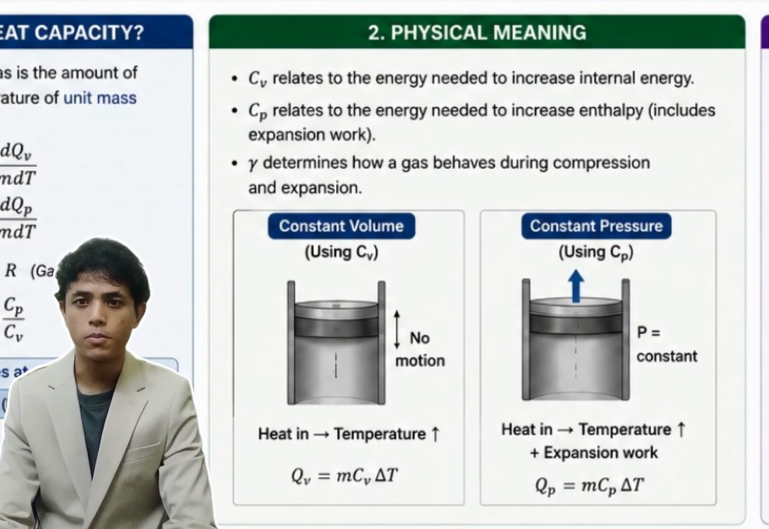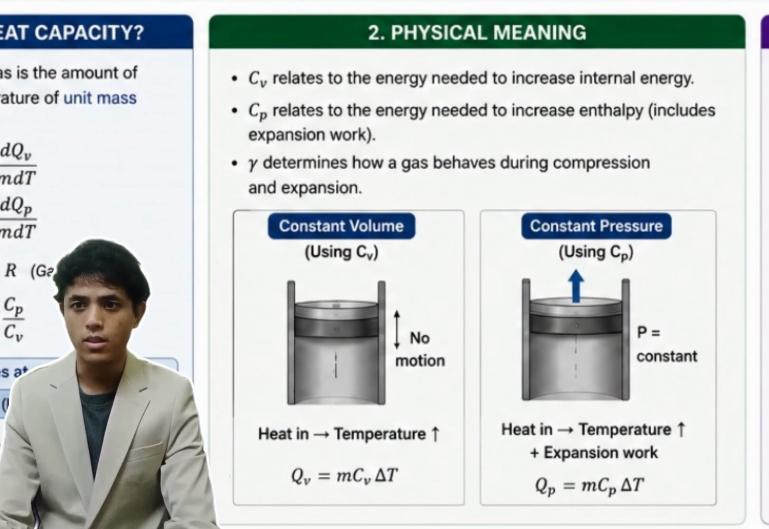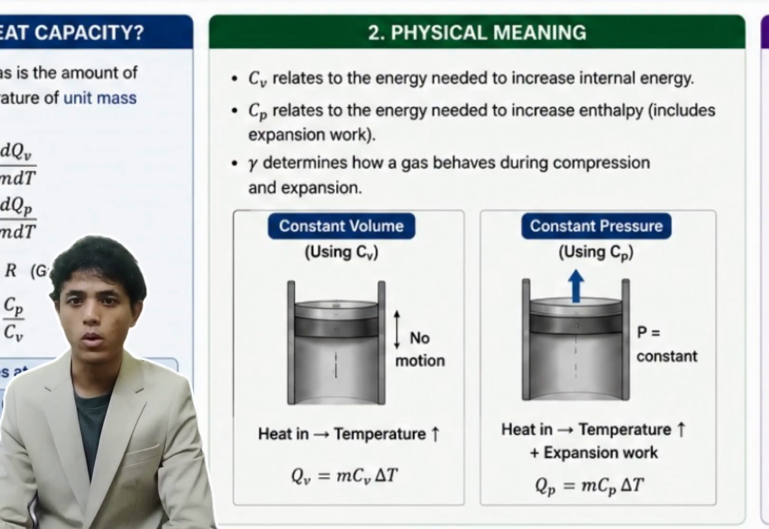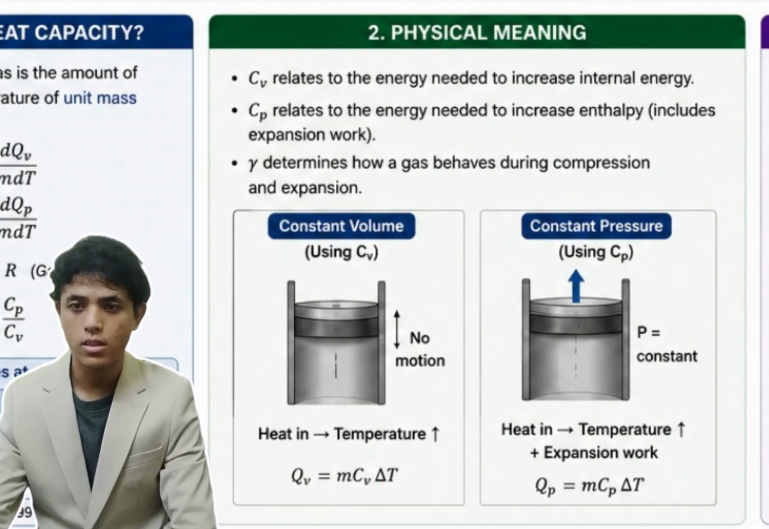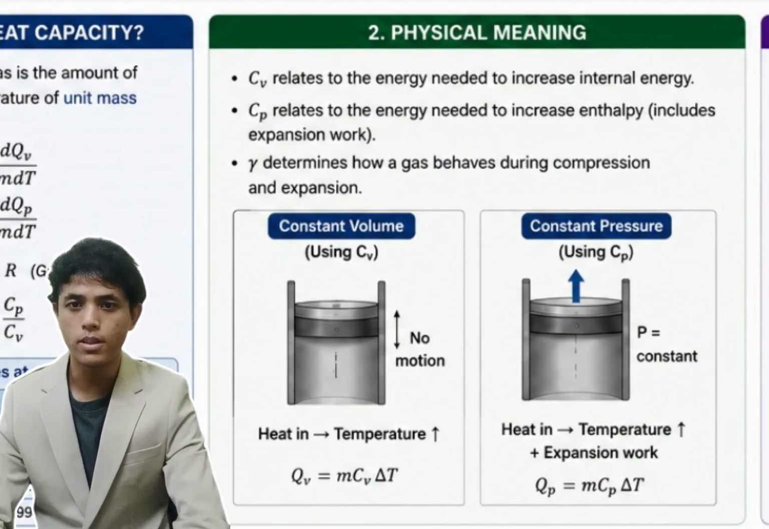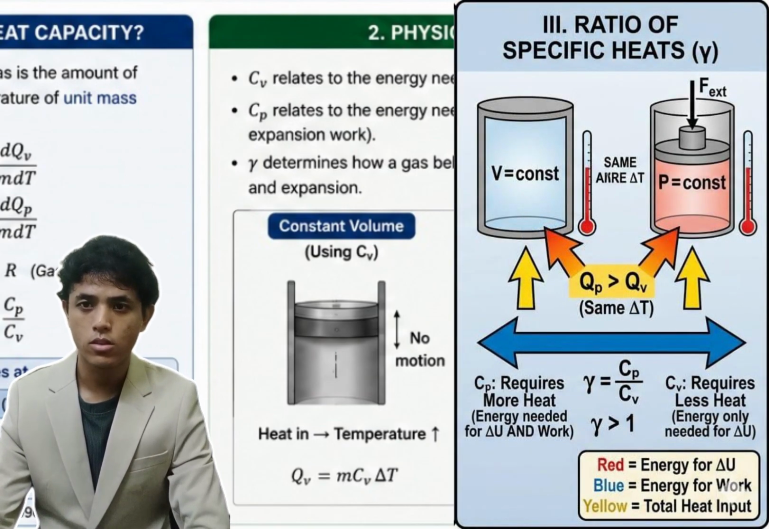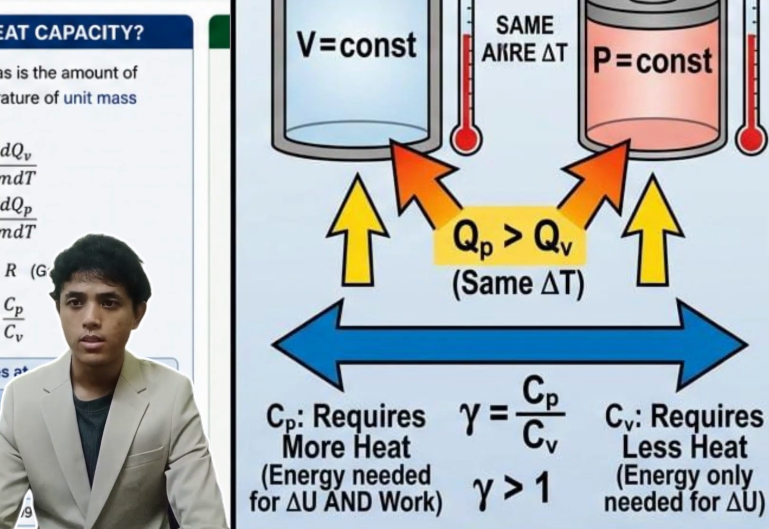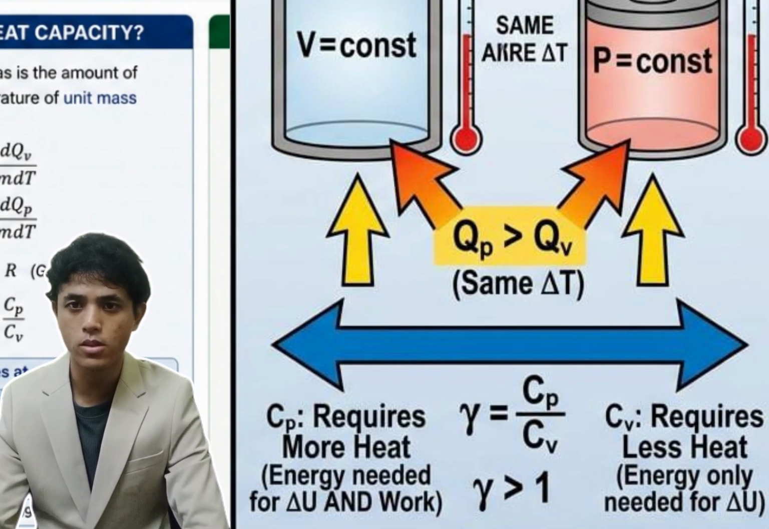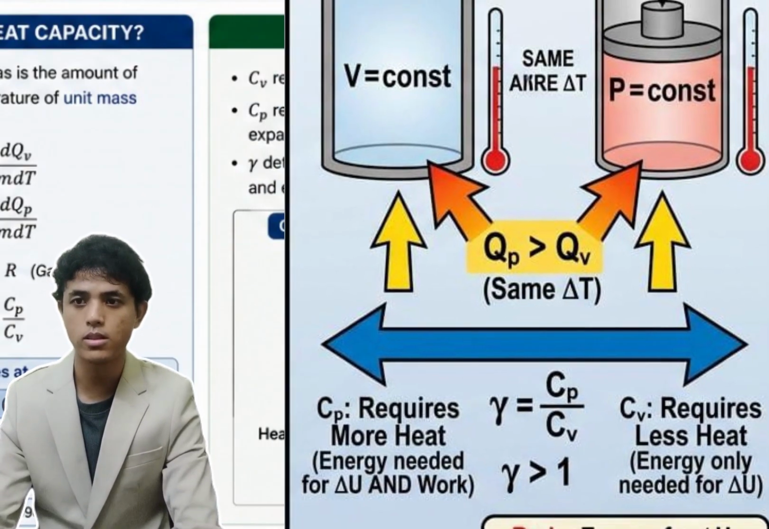Next, Cp is the specific heat capacity at a constant pressure. In this case, the gas is free to expand while being heated. Because the gas expands, part of the heat energy is used to do expansion work, while the rest increases the temperature. Therefore, more heat is needed compared to constant volume. The equation is Qp equals m Cp delta T. The ratio of these two values is called gamma, equals Cp over Cv. This ratio describes how the gas behaves during compression and expansion, which is very important in many thermodynamic processes.